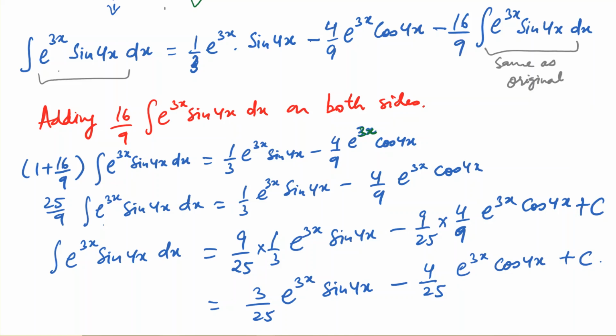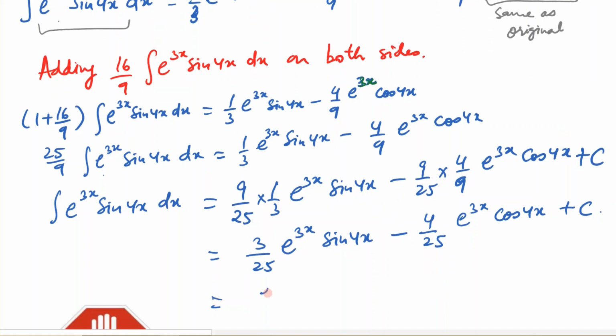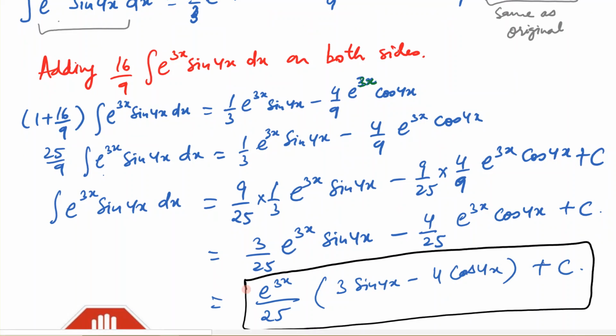And if you want, this is optional, you can take the common factors out. So e raised to power 3x is a common factor and 1 over 25 is a common factor. So you can take them out. So we get e raised to power 3x over 25. Inside you're left with 3 sine 4x minus 4 cosine 4x plus c. So that is our required solution to the integral that we were solving for.